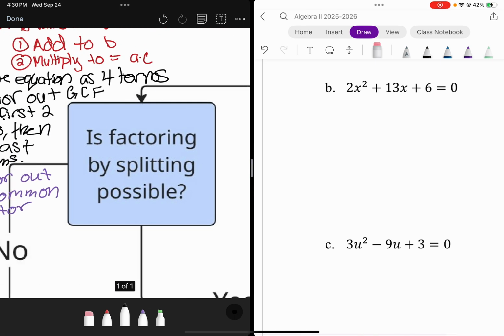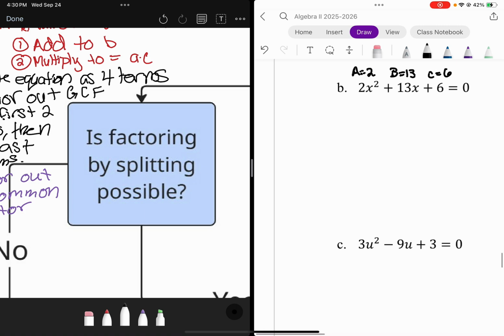And then we need to check, is factoring by splitting possible? So we are going to look for our a, b, and c value. So a equals 2, b equals 13, and c equals 6. With that, we are going to figure out what AC equals. You find that by multiplying A times C. 2 times 6 is 12. Then our B value equals 13.